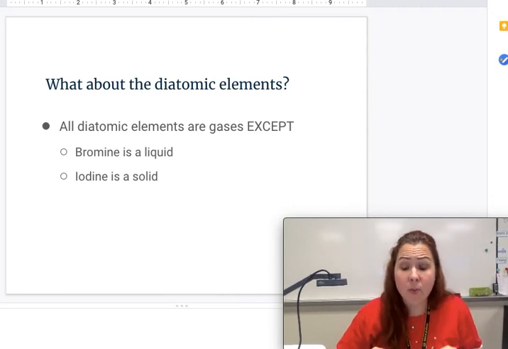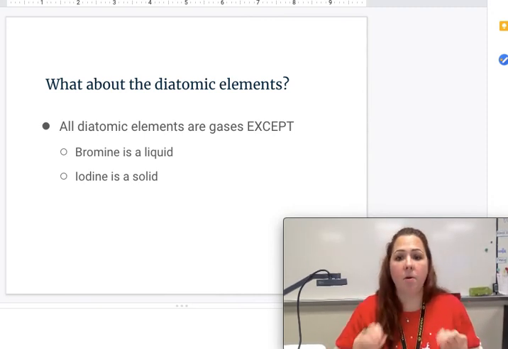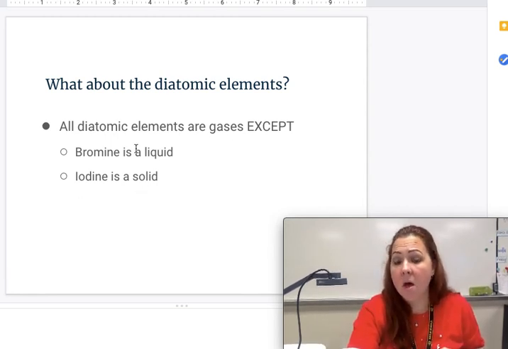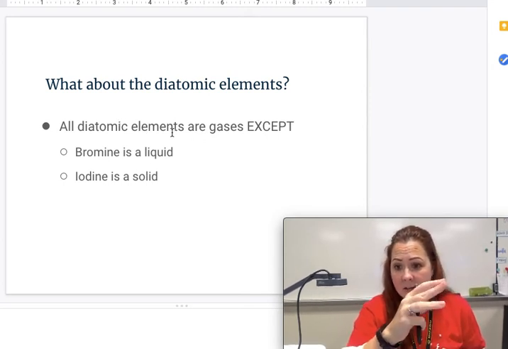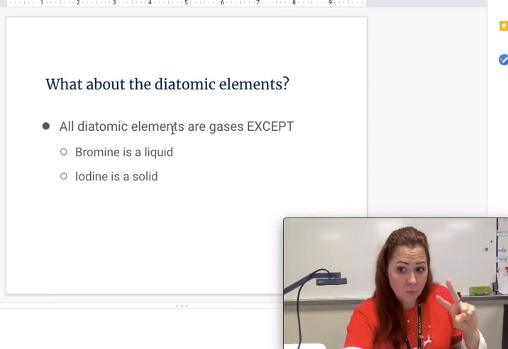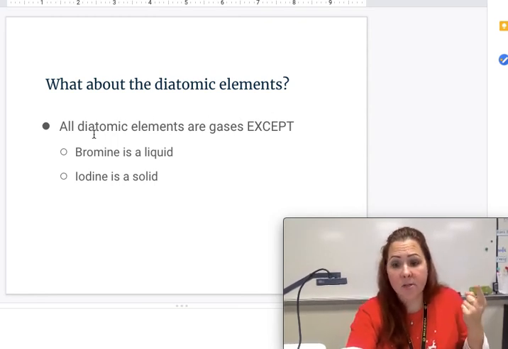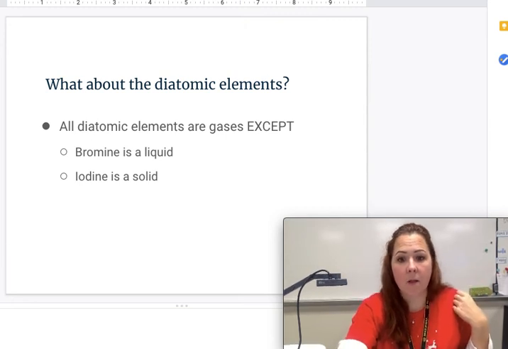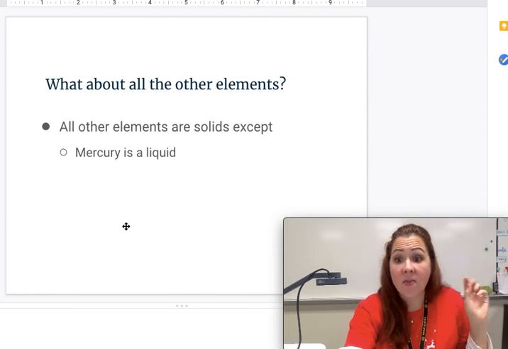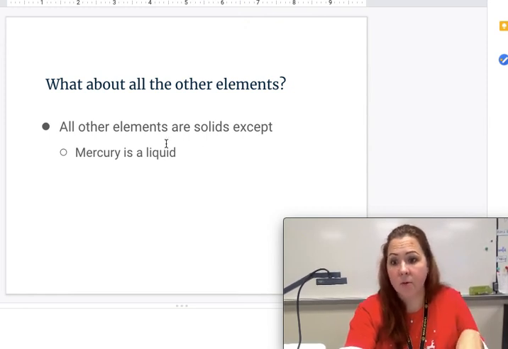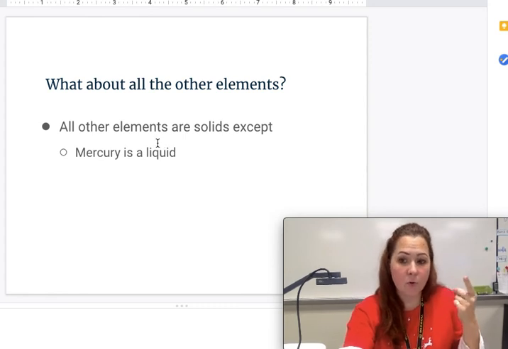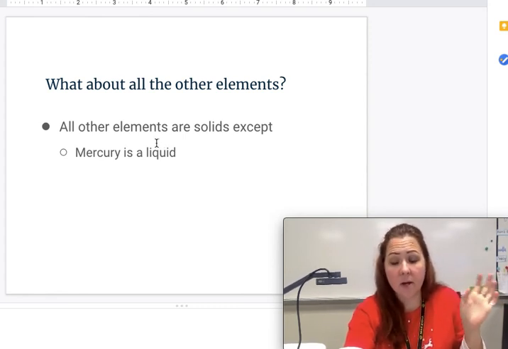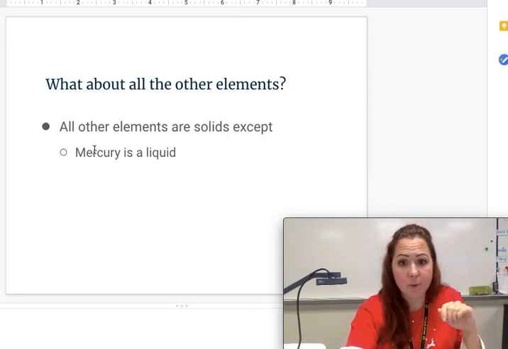Now your diatomic elements, when they are all by themselves, not in a compound, are always going to be a gas, except bromine is always a liquid and iodine is a solid. So all of your BrINClHOF diatomic elements get a 2. All of those are always going to be gases, except bromine's always a liquid, iodine's always a solid. And as far as all of your other elements go, when they are all by themselves, everything else is going to be a solid, except mercury's a liquid. So by the time we go through BrINClHOF and add in mercury, everything else on the periodic table is a solid at room temperature.